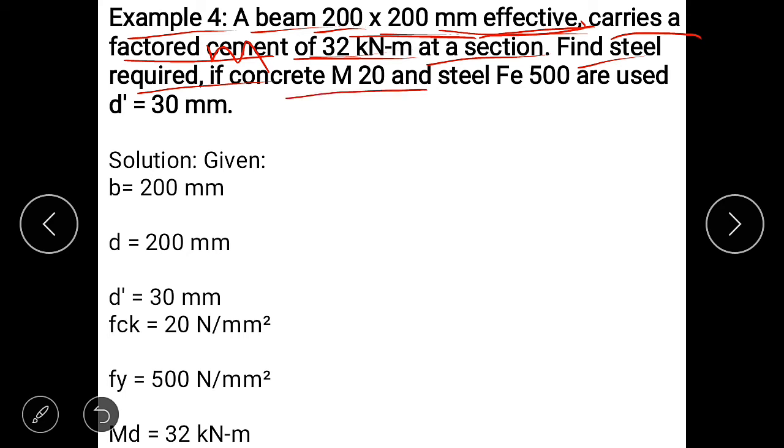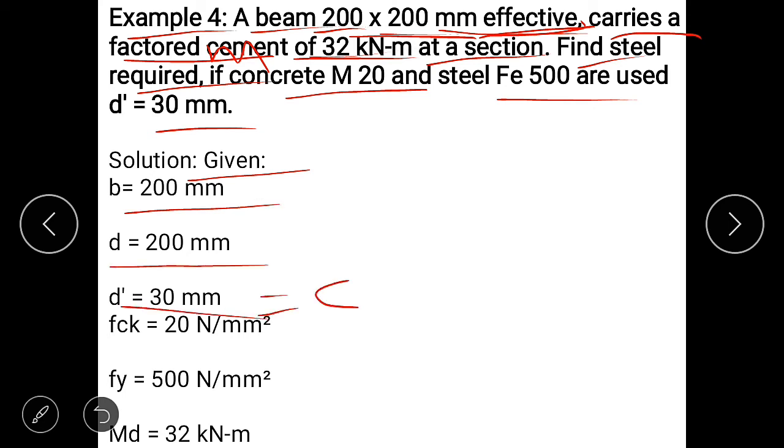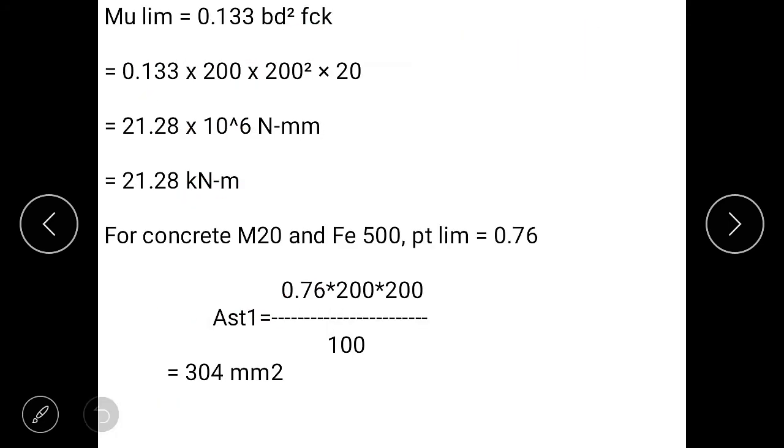If concrete is M20 and steel grade Fe 500 are used, D dash cover is given as 30 mm. So the given data is B is 200 mm, small d is 200 mm, D dash cover is 30 mm, fck is 20 Newton per mm square, fy is 500, and Md, the factored moment, is 32 kilonewton meter, or 32 into 10 to the power 6 Newton mm.